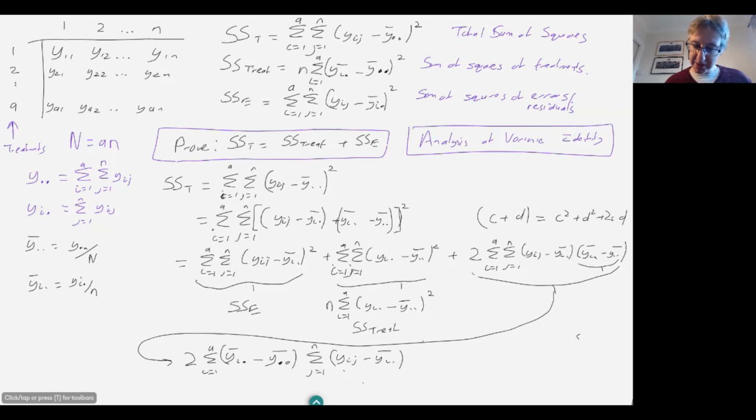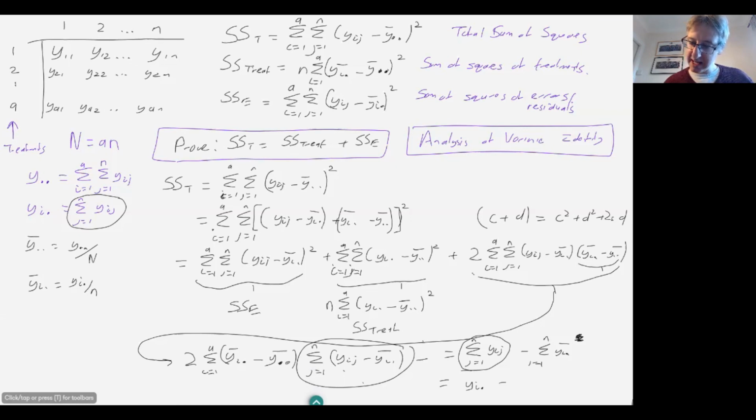So I'm just going to now look at this last term here. We could show that this is just the sum from j equals 1 to n of y_ij minus the sum from j equals 1 to n of y_i-dot bar. So once again, we can add up these y_ij's, and this sum here is what I've called y_i-dot.